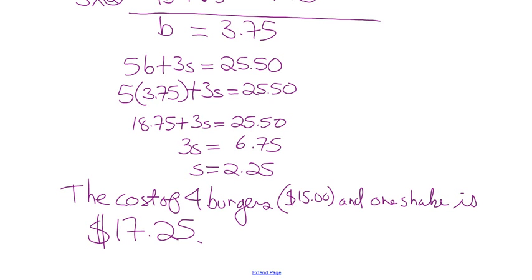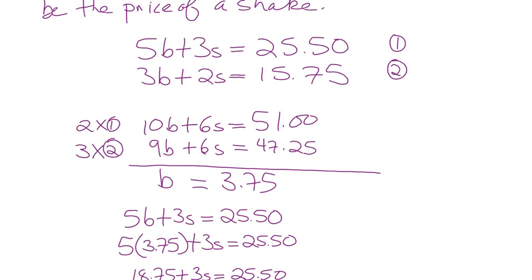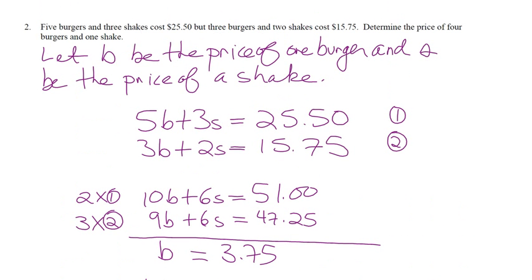So then what you want to do is also do a check back or a back check, right? So burgers are 3.75 and shakes are 2 and a quarter. So you want to go back to here, not here, right? What if you made a mistake doing this, right? So I want to go 5 burgers and 3 shakes, right? 5 times 3.75 plus 3 times 2.25. And then 3 burgers and 2 shakes. So 3 times whatever plus 2 times whatever, right? And I want to see if those work out.